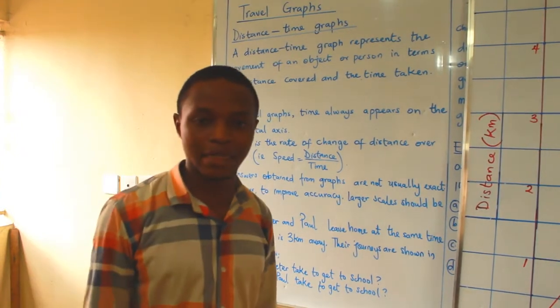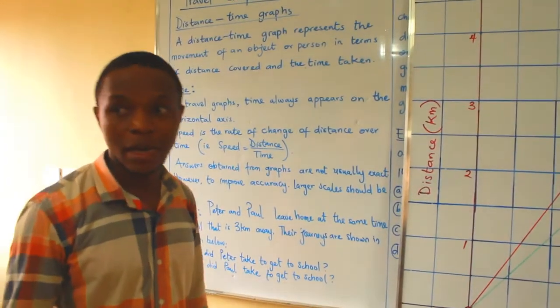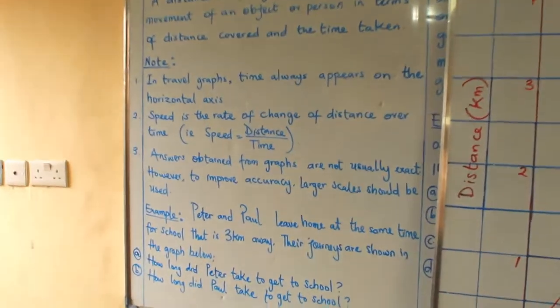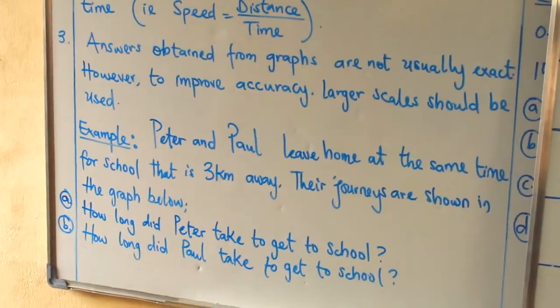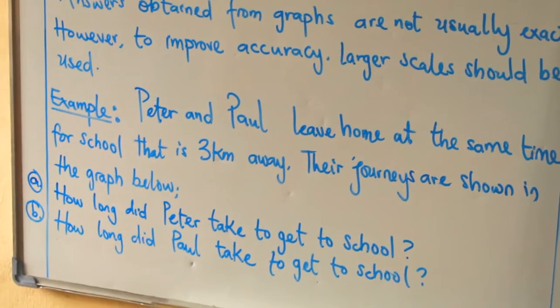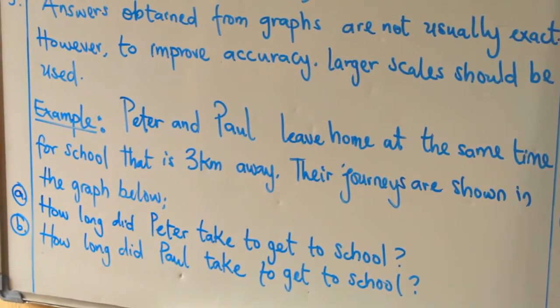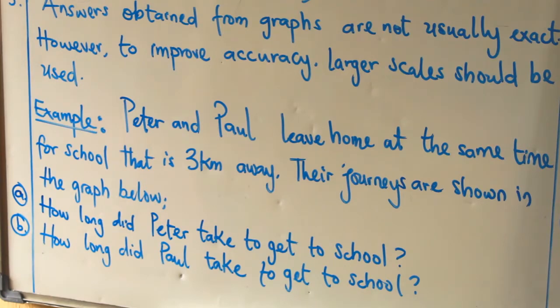I want us to take this example and then see how we can have our distance-time graph. Our example says: Peter and Paul leave home at the same time for school, that is 3 kilometers away. Their journeys are shown in the graph below. Now we're going to use our graph to answer these questions.